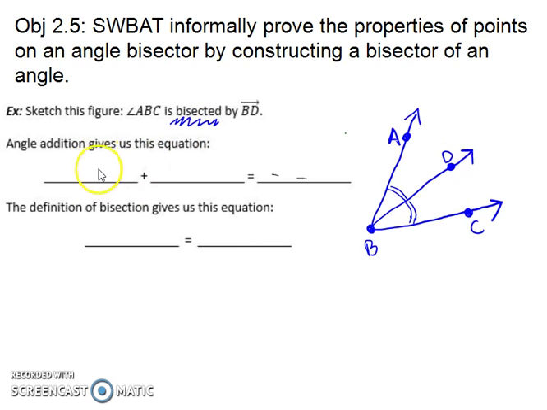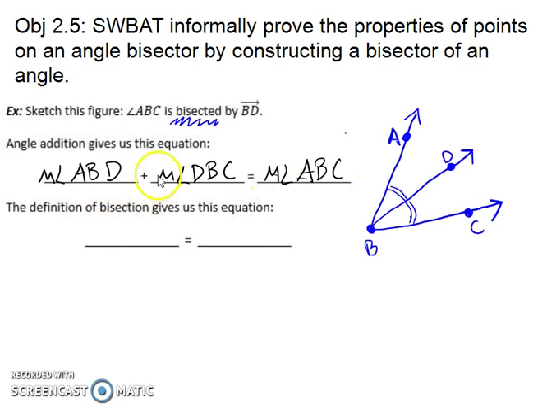Next is to write the equations, and there's two equations that are created here. One from angle addition, which we did earlier in this unit, and then also from the definition of bisection. So angle addition tells us part plus part equals whole. So that means the measurement of angle ABD added with the measurement of angle DBC, you notice that's part plus part, equals the measurement of the entire angle, which is the measurement of angle ABC.